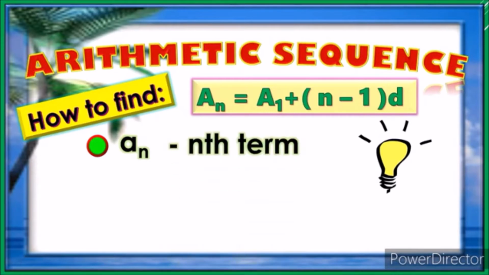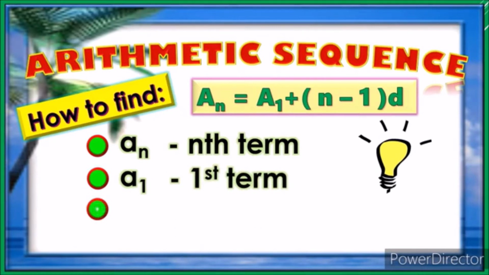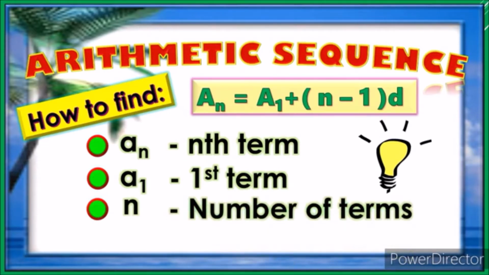First is a sub n, which is the nth term. Then we also have a sub 1, which is the first term of the sequence. And we also have the third one, n, or the number of terms in the sequence. And the last one is d, which is the common difference.